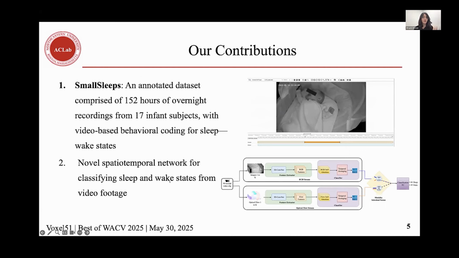Our contributions include the SmallSleeps data set that we created, an annotated data set where the ground truth of the sleep and wake states were given by two annotators. Going into the next phase of this project, we have two more annotators that went through all these videos and labeled whether the infant was asleep or awake during each time period. Using that data set and sampling 90-second clips from that footage, we were able to develop a novel spatiotemporal network that classifies the sleep and wake states from the video footage.